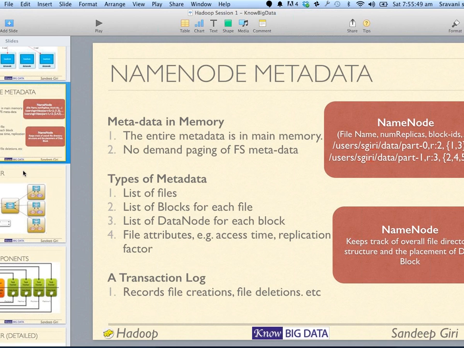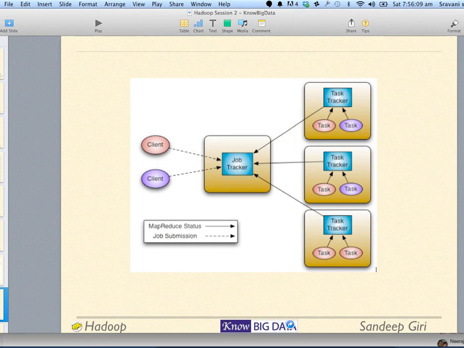Similarly, there is another piece of data stored on the name node, the transaction log. The transaction log is written to the disk, and it records the file creation time, deletions, updates, everything. Okay. So I hope you got your answer.